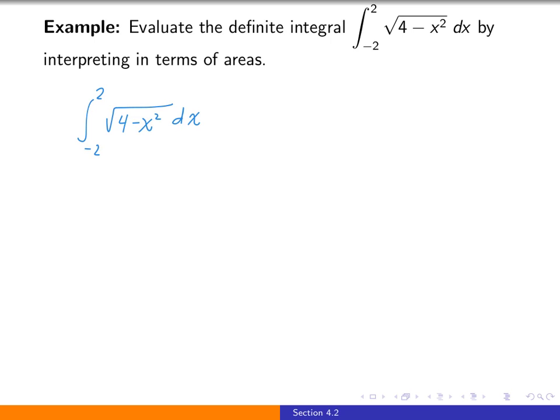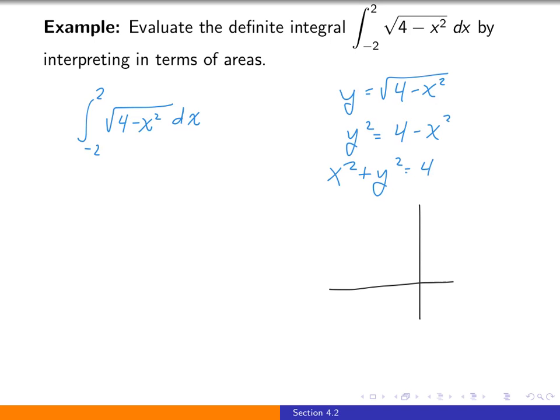And once again, to evaluate this, we need to graph this function that we are integrating. If we think about y equals the square root of 4 minus x squared, we may not recognize this immediately, but let's get rid of the square root. If we square both sides, we have y squared equals 4 minus x squared, or x squared plus y squared equals 4. That would be the top half of a circle of radius 2 centered at the origin. And I say the top half because it's only the positive square root.